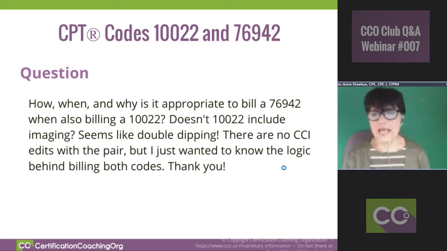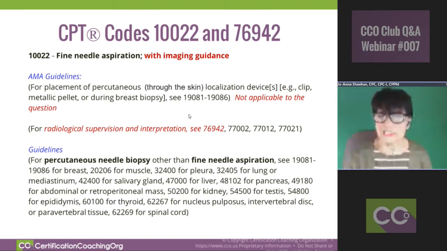So let's first look at CPT code 10022. And I will admit that this description is a little confusing. The 10022 means fine needle aspiration. And after the semicolon, it says with imaging guidance. Now, if you look in your CPT manual at 10021, it says fine needle aspiration without imaging guidance. But in this case, it does have imaging guidance with it. However, the imaging guidance for this code is not part of the 10022.